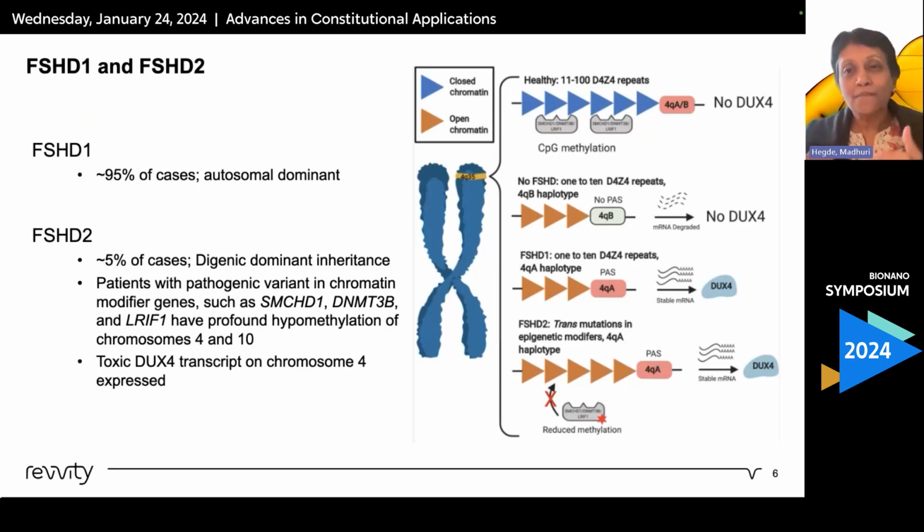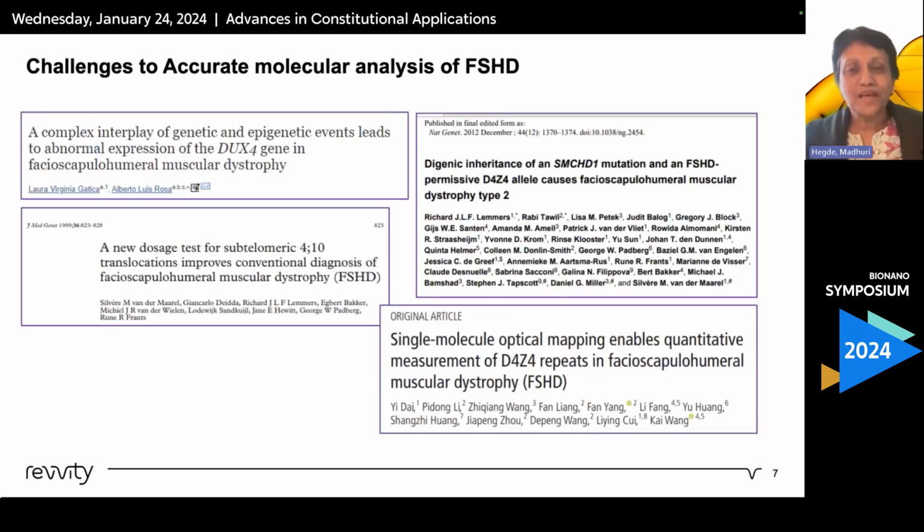So this is a very complex mechanism that leads to the expression of the DUX4 gene. Now, in the last several years, there have been many publications of different ways to look at these D4Z4 repeats and how to actually measure them. There are complex methods that have been developed in the literature as well.